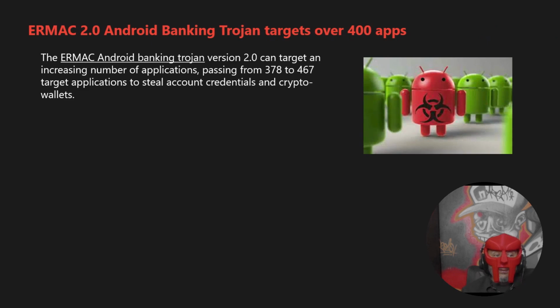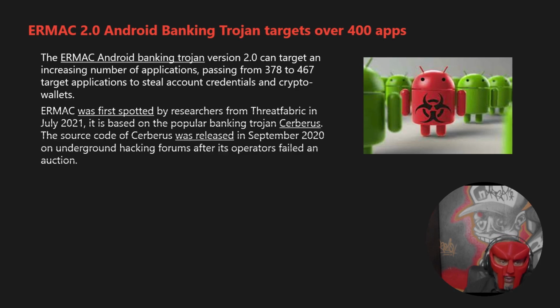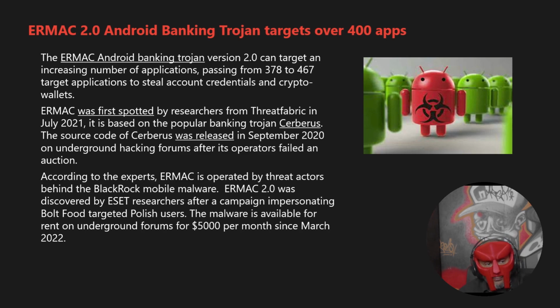The ERMAC Android Banking Trojan version 2.0 can target an increasing number of applications, passing from 378 to 467 target applications to steal account credentials and crypto wallets. ERMAC was first spotted by researchers from ThreatFabric in July 2021. It is based on the popular banking Trojan Cerberus. The source code of Cerberus was released in September 2020 on underground hacking forums after its operators failed in auction. According to the experts, ERMAC is operated by threat actors behind the BlackRock mobile malware.